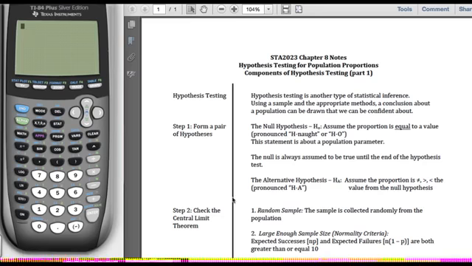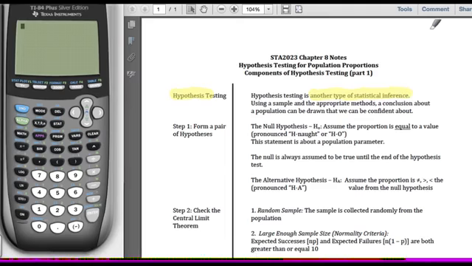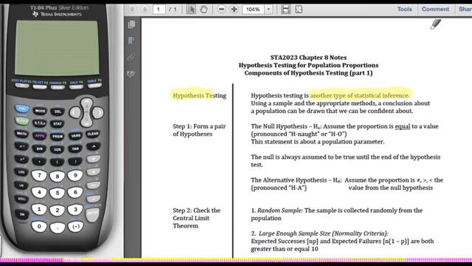Now we're going to be moving into Chapter 8, which focuses on hypothesis testing. You need to know that hypothesis testing is another type of statistical inference. We studied confidence intervals back in Chapter 7, where we used a sample to make an assertion about the population. We used a statistic to make an assertion about the parameter. We're going to do the same thing here, just with a different method, and that's with hypothesis testing.